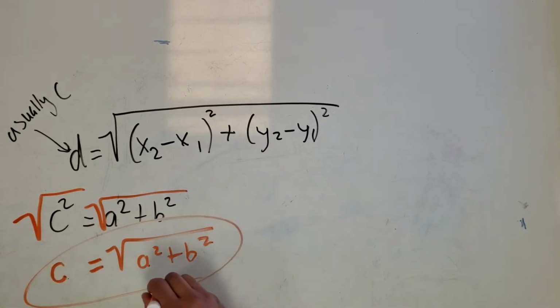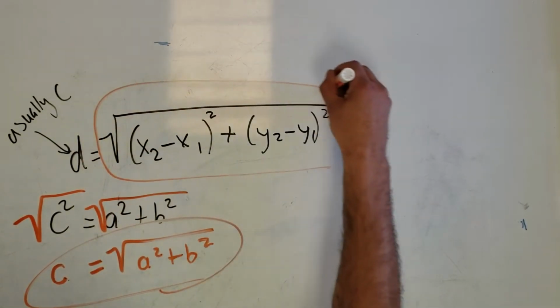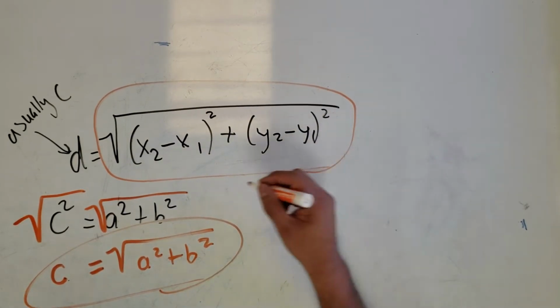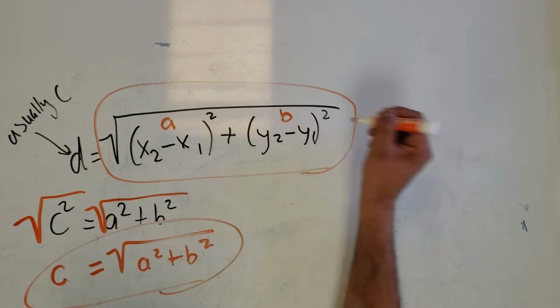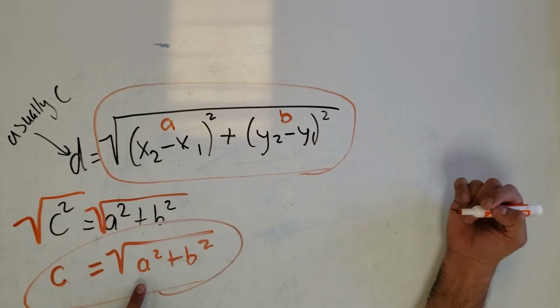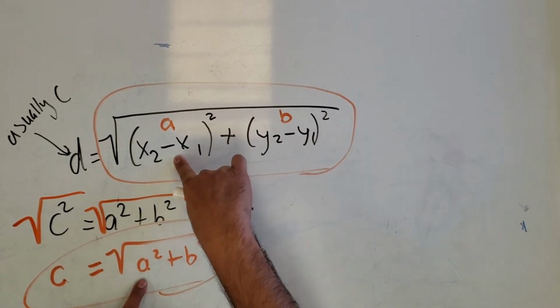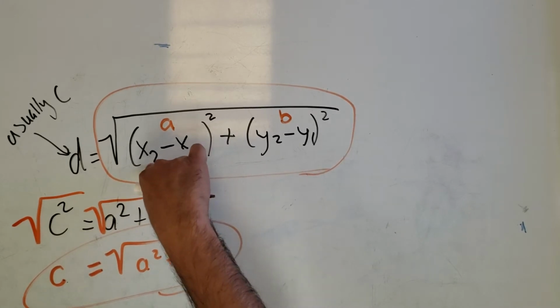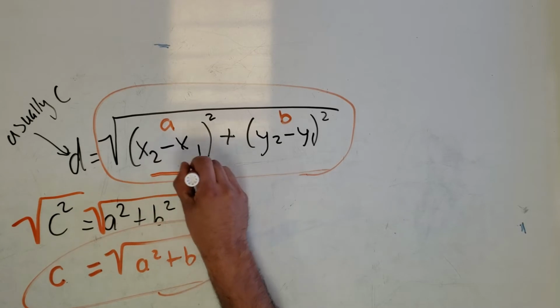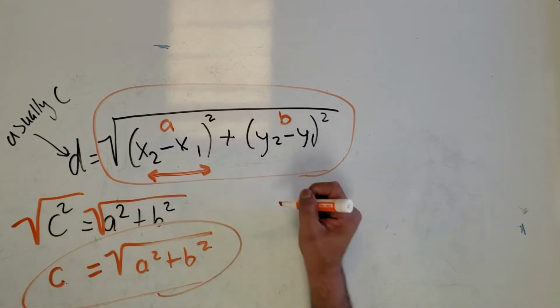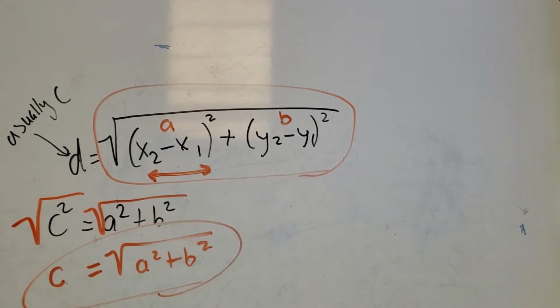And this right here is the same thing as all this mess right here. So we're going to call this whole thing A, and all that is B. It's the same thing. This whole thing would be A. Remember, the x2 minus x1, all that is finding your horizontal distance. That is your change in x.